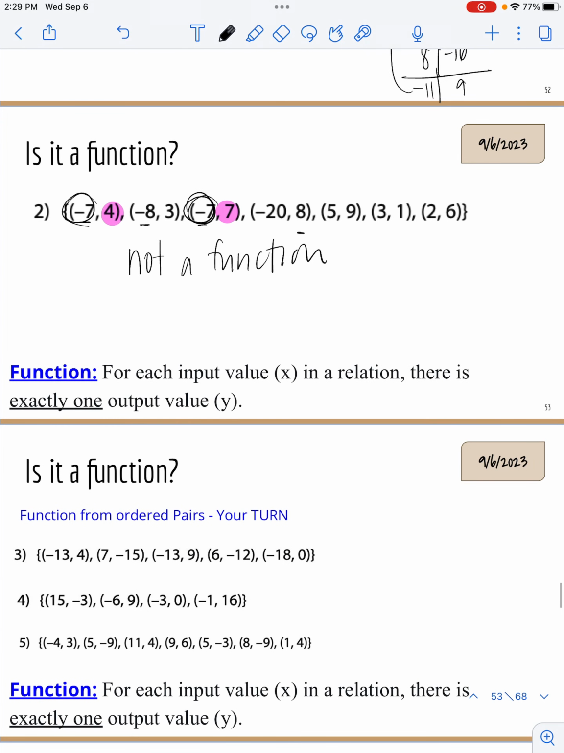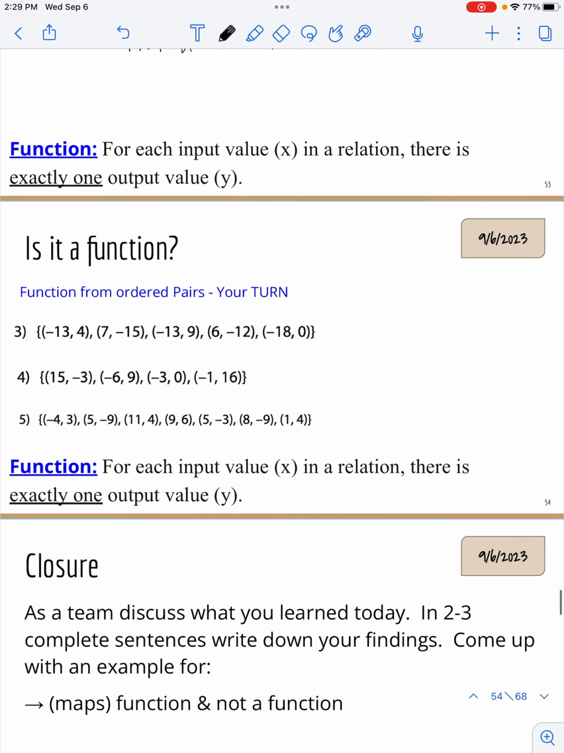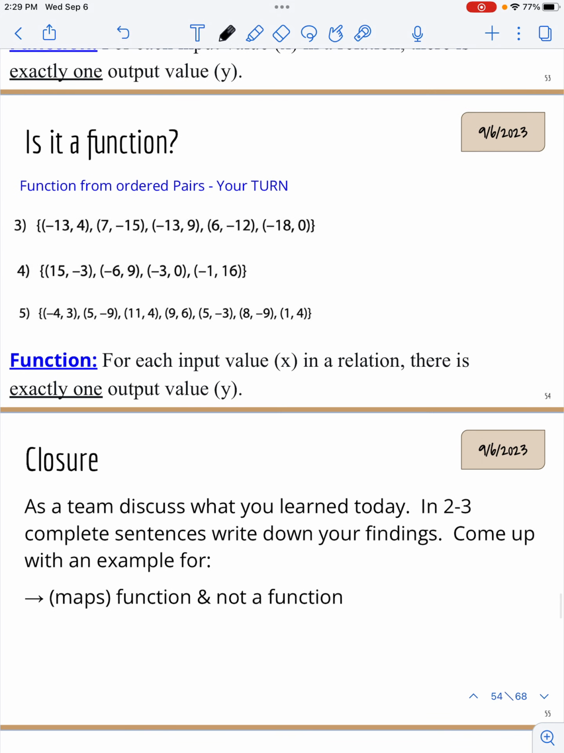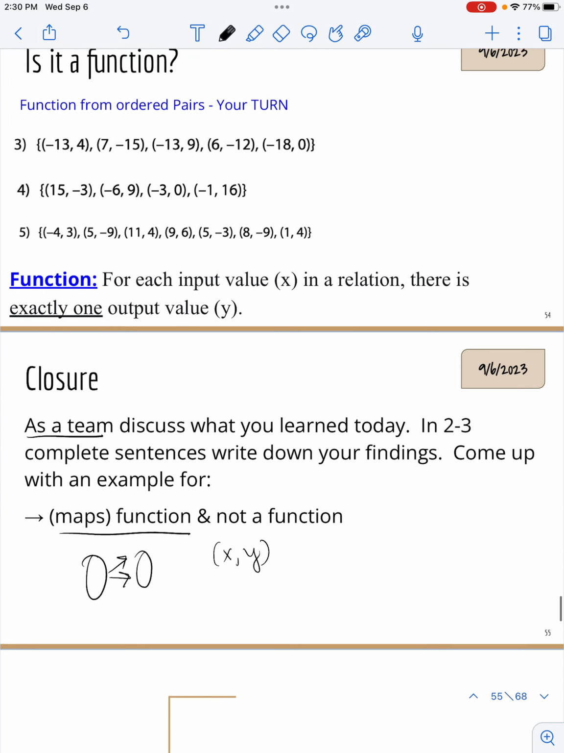Now you guys are gonna do this independent practice number 3, 4, and 5. Make sure you pause if you need to. And then your closure is, tell me what you learned. Again, it says as a team, but because you're doing this individually, what did you learn today? And remember, today we talked about maps, which were the ones that look like that with the arrows. And we talked about ordered pairs, which are X and Y. Okay? All right.